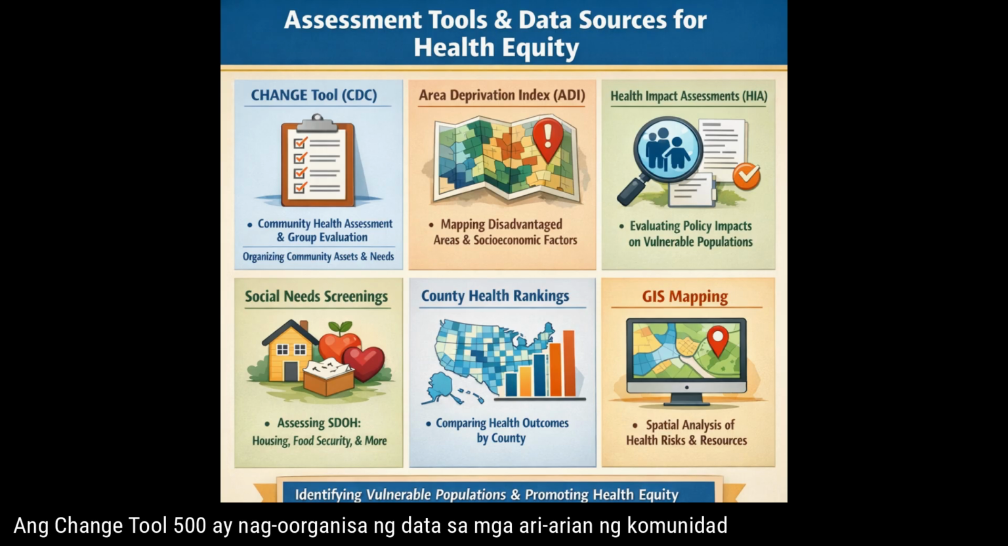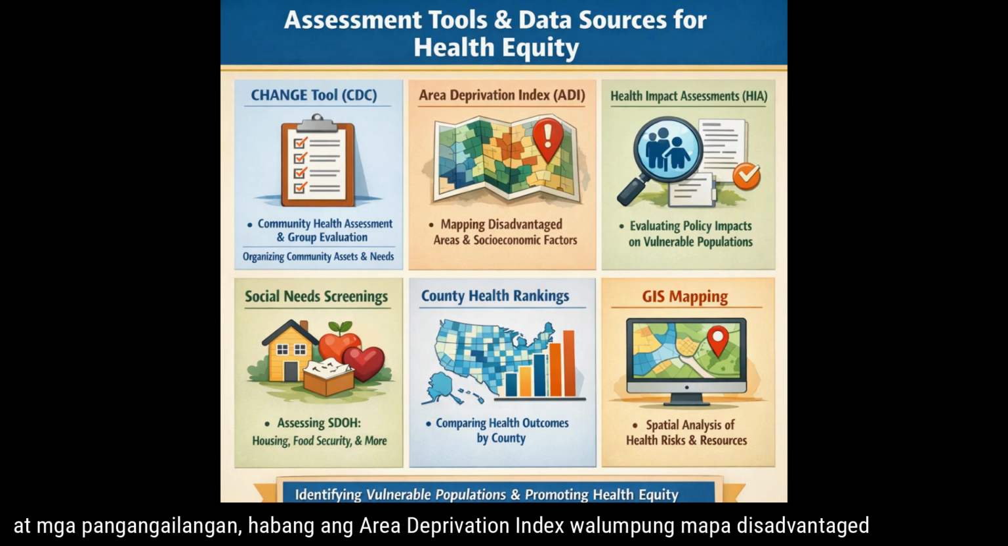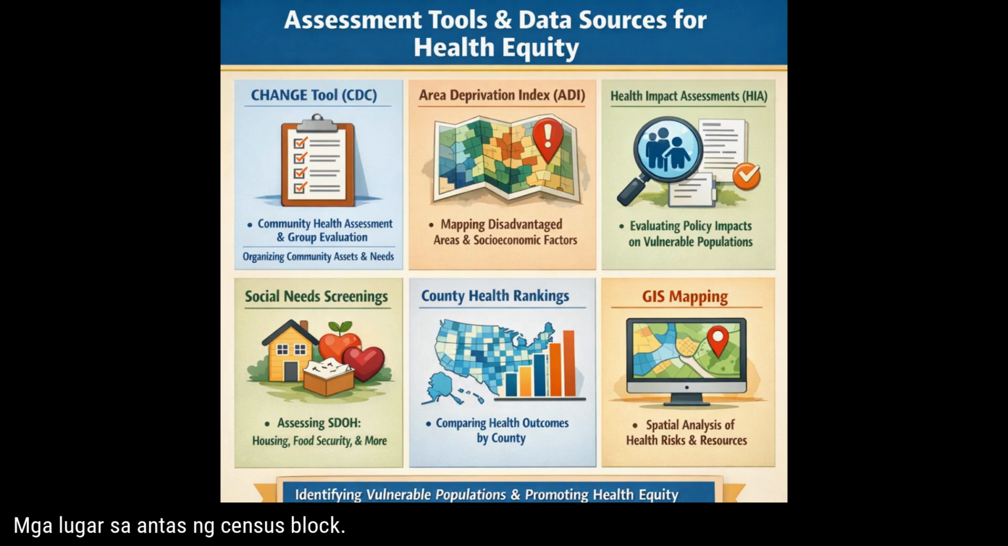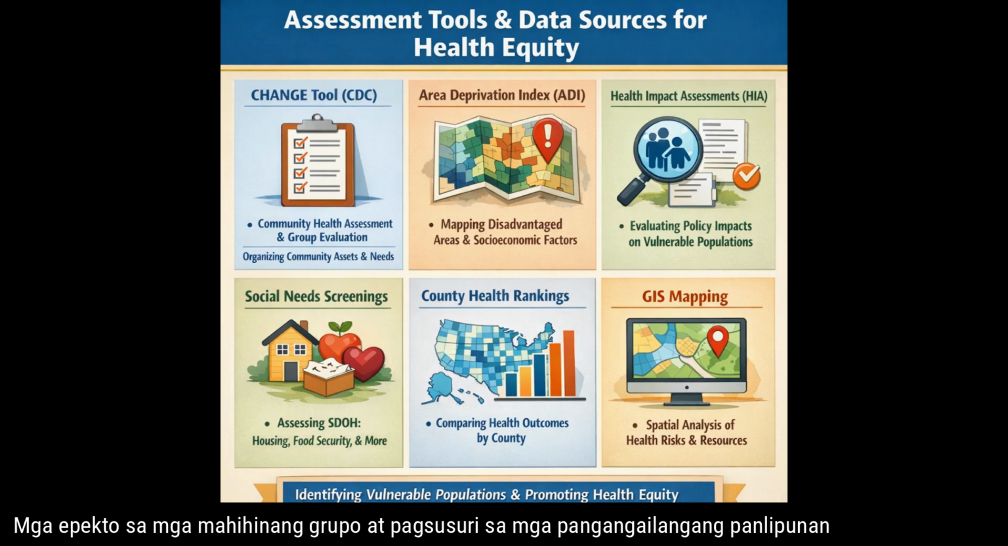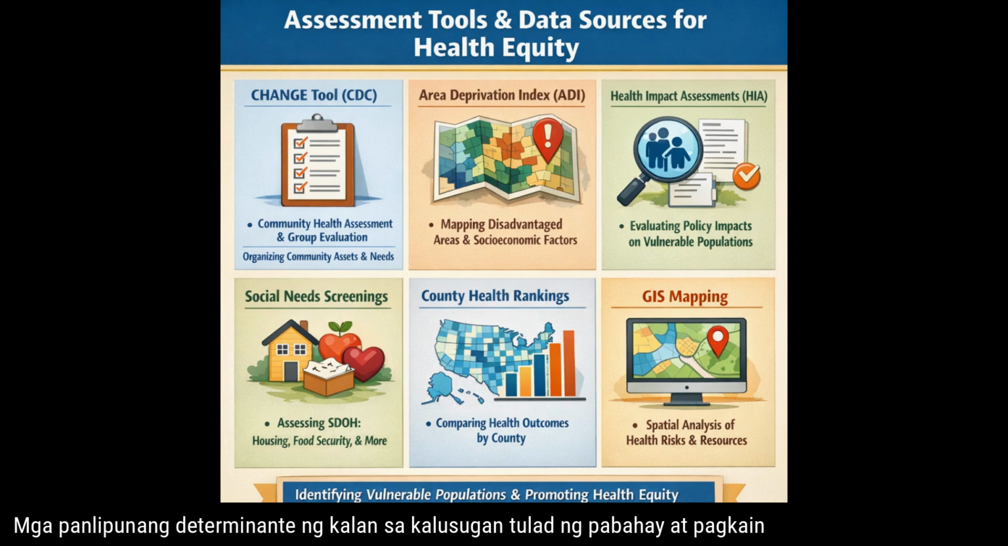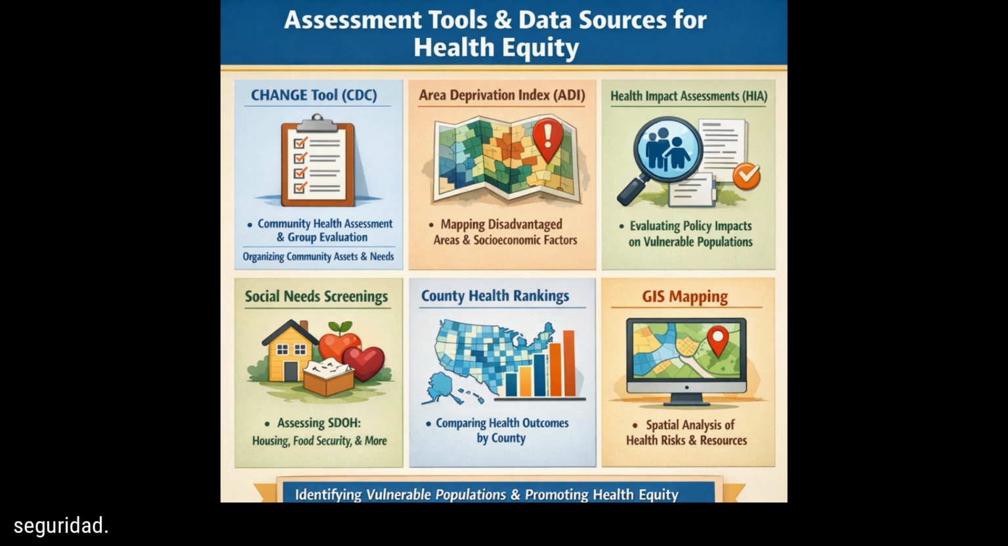process. The CHANGE tool organizes data on community assets and needs, while the Area Deprivation Index maps disadvantaged areas at the census block level. Tools like the Health Impact Assessment (HIA) evaluate policy impacts on vulnerable groups, and social needs screenings assess social determinants of health such as housing and food security.